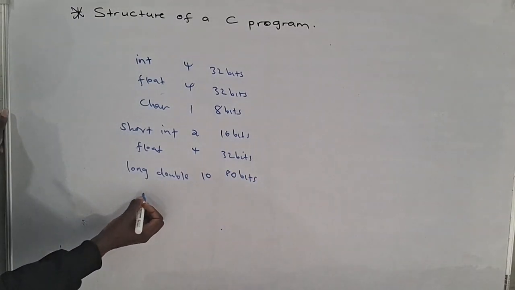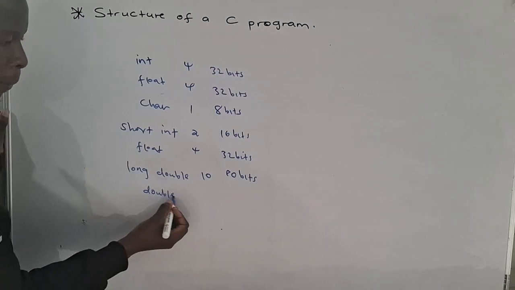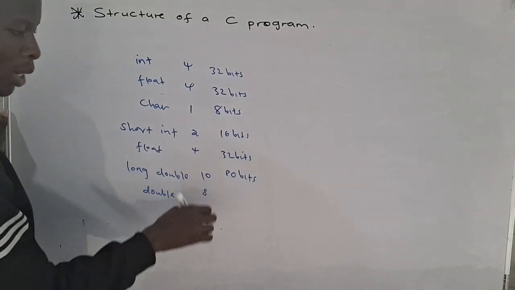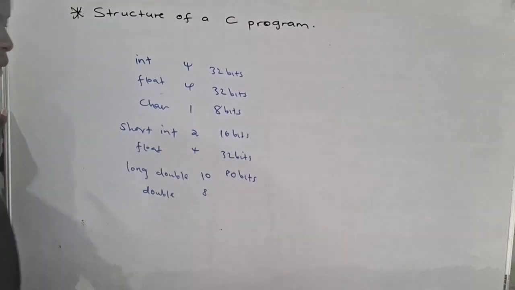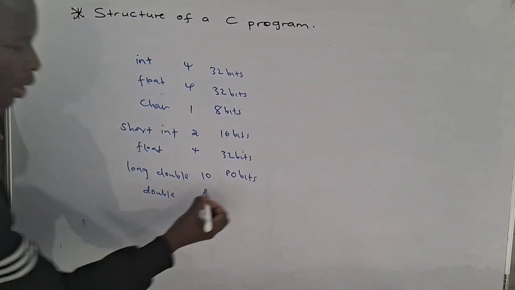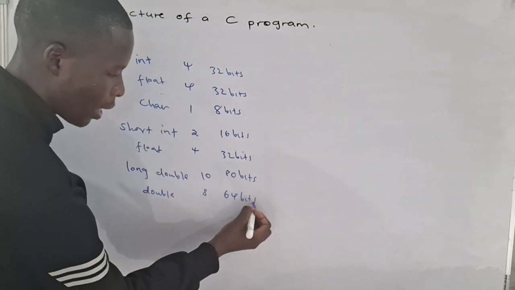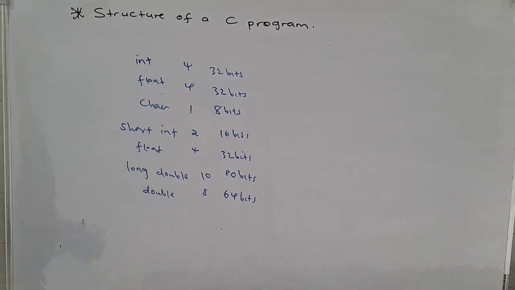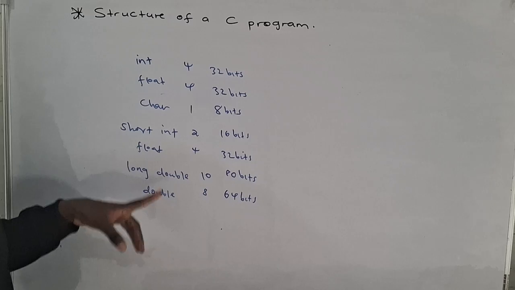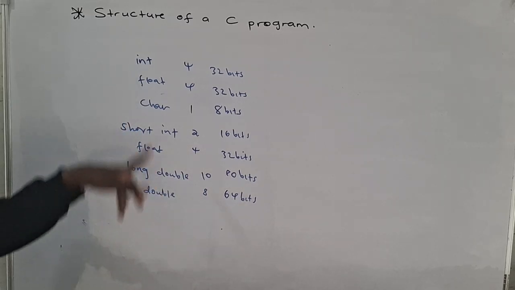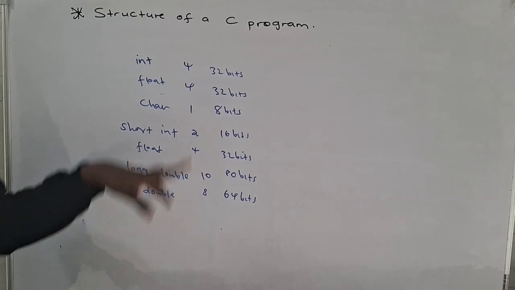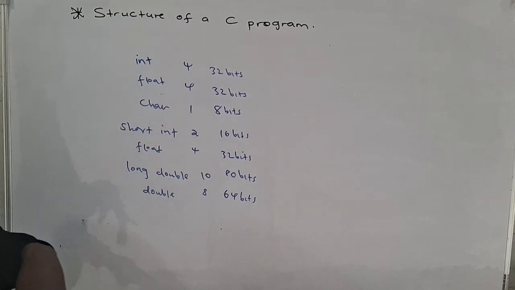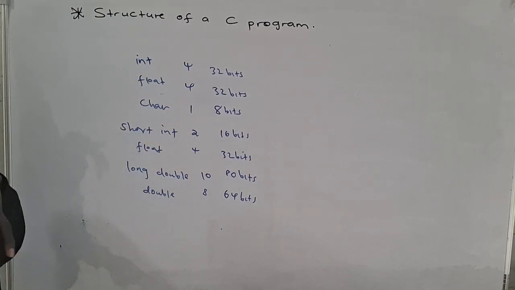But what about simple double? Double is going to use 8 bytes. 8 bytes into 8 is 64 bits. These are the things that we discussed in the previous class: the size used by each integer and each character. This is very important. At least you should understand this so that you know how to use memory.